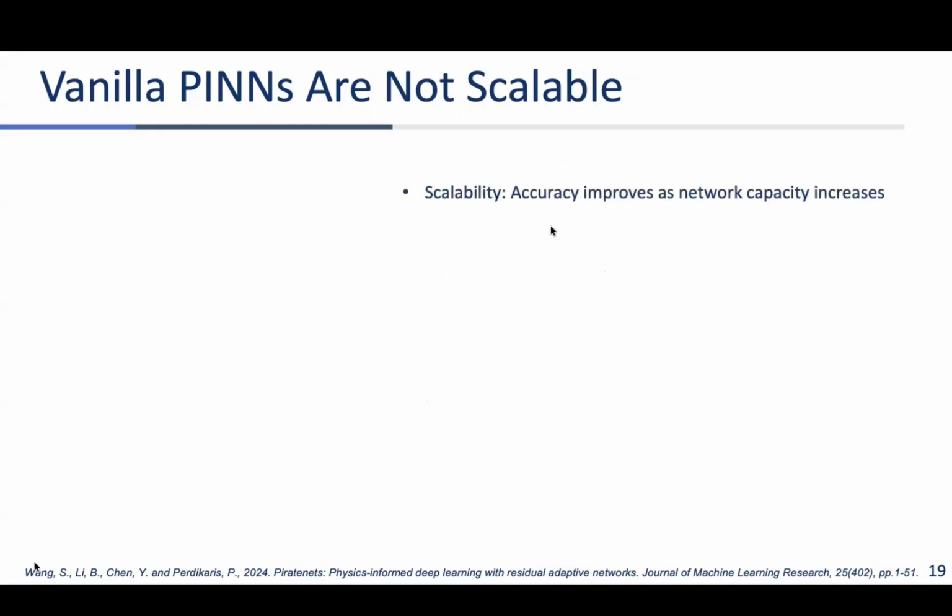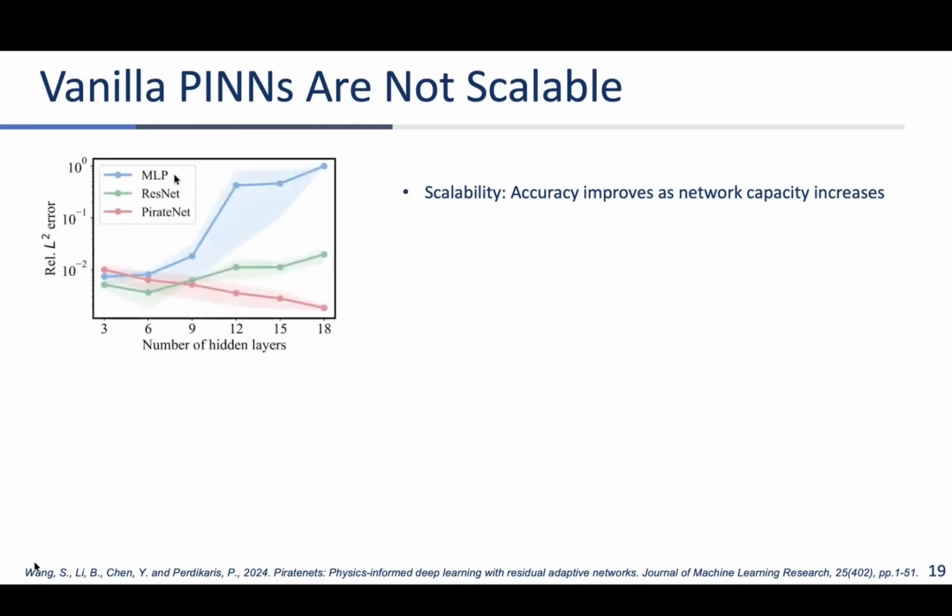Scalability is a concept in machine learning which refers to the accuracy improving as the network capacity increases. This is a little bit different from scalability in computational science. That's more about computational efficiency. But now let's stick with this definition.